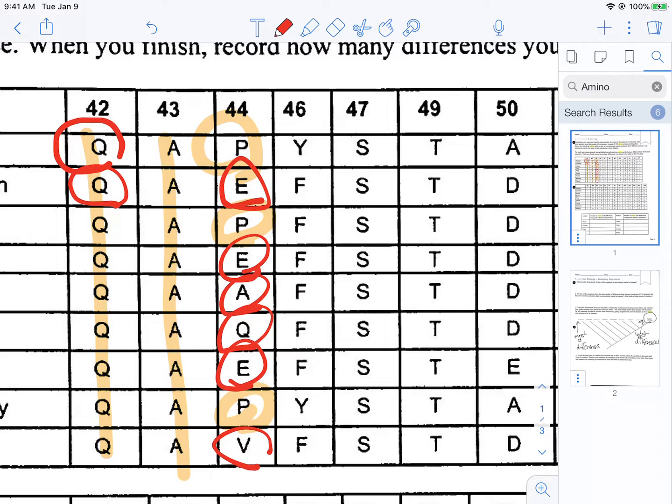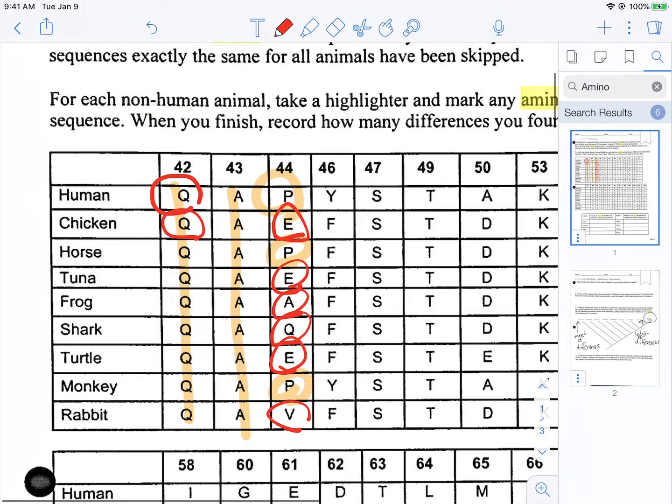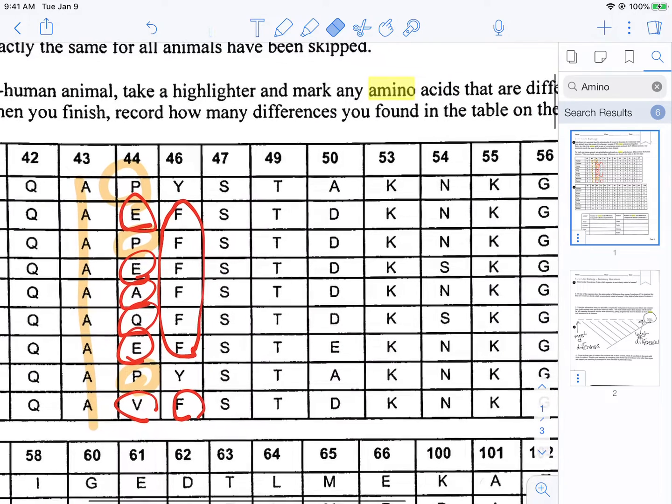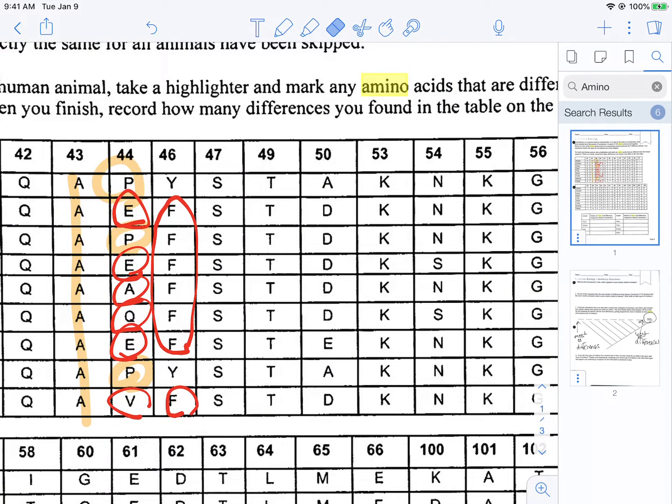And then we go to the 46th spot. We have a Y there, and only the monkey has a Y. Everybody else is different. So we're going to circle these guys because they're different. And I'm going to get rid of these Q's over here so we don't confuse ourselves. That's all the same. That's all the same. Humans have an A here. And everybody else but the monkey is different. So we're going to circle the different ones.